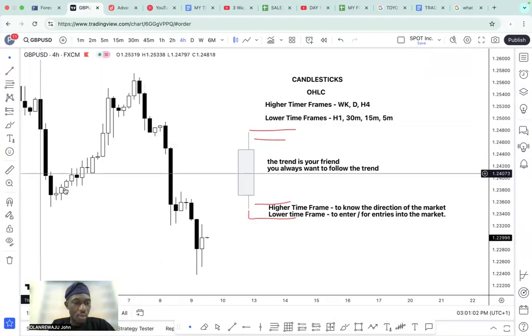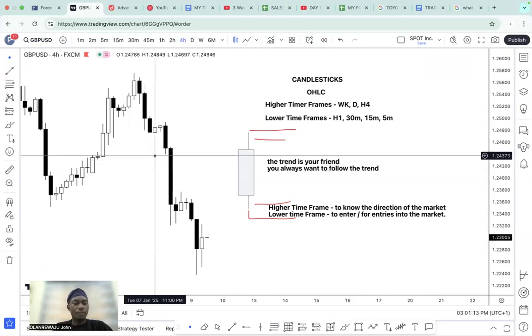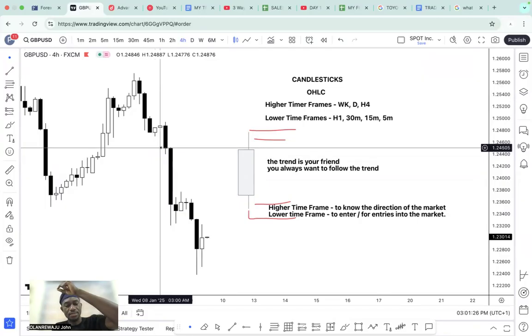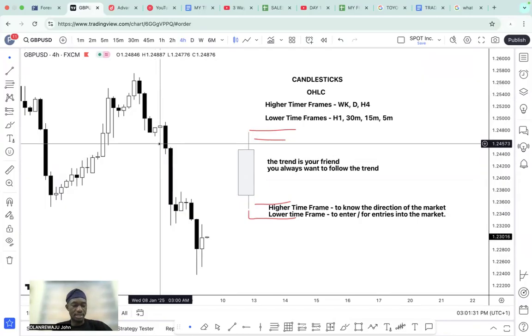And this is the 4-hour chart. One candlestick opens and closes within 4 hours. I hope I'm making sense to you. So within that 4 hours, 4 hours after 11 p.m. will be 3 a.m. So meaning that this candle that opened at 11 p.m. on Tuesday will close by 3 a.m. on Wednesday. Can you see? Once this one closes, this one opens automatically. That is how the market moves.